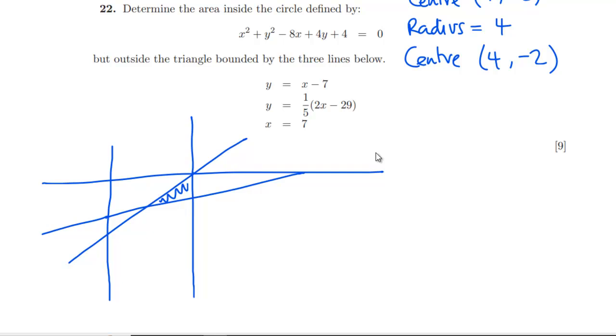Okay, so what are all these points? Well, we know that this point is just at (7, 0). So where do these ones cross then? So when x is 7, we've got (14 minus 29) over 5. So that's going to be minus 3. So that's at (7, -3).